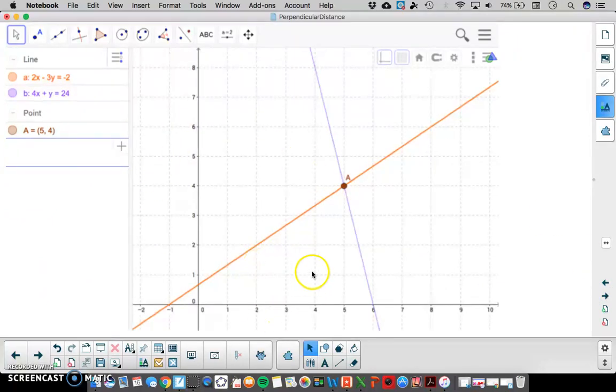Here's the graphical representation of that solution. We have 2x minus 3y equals negative 2 and 4x plus y equals 24. We can see their point of intersection is at (5, 4).